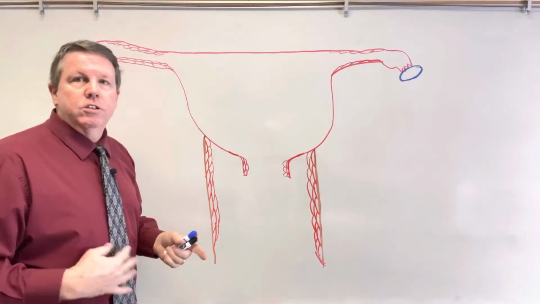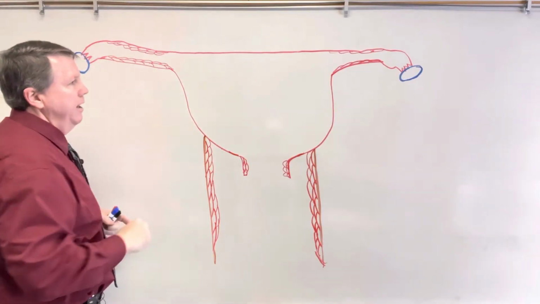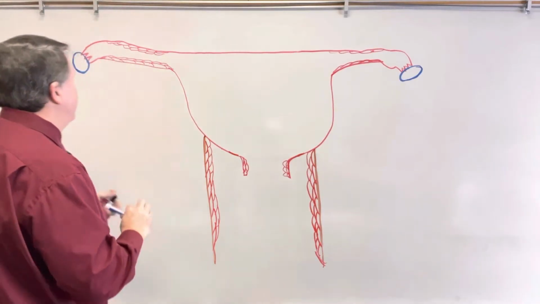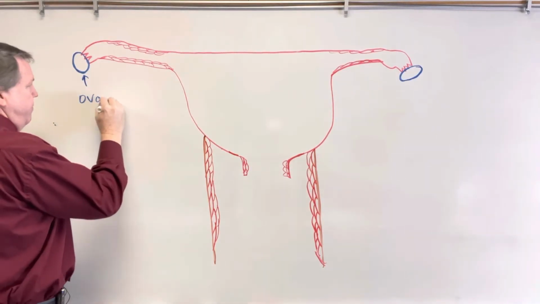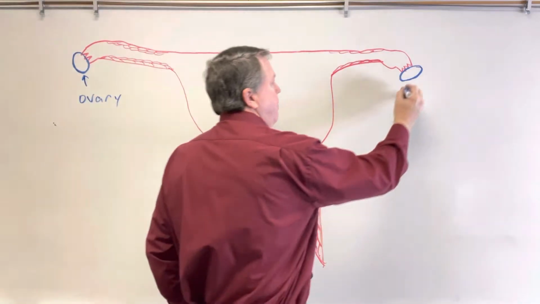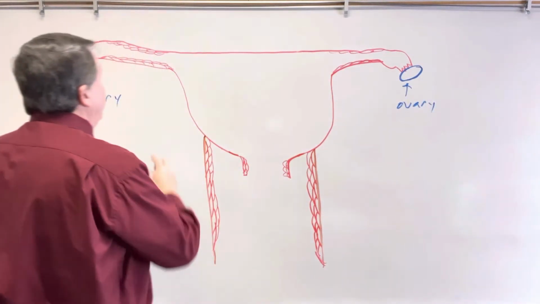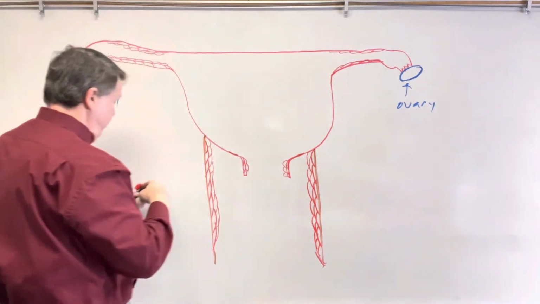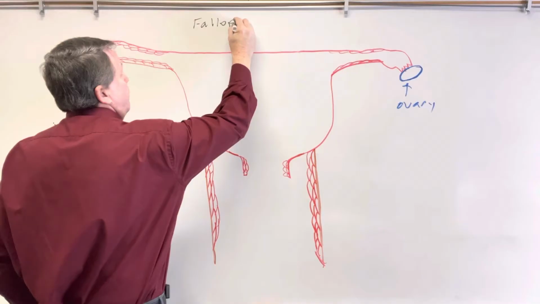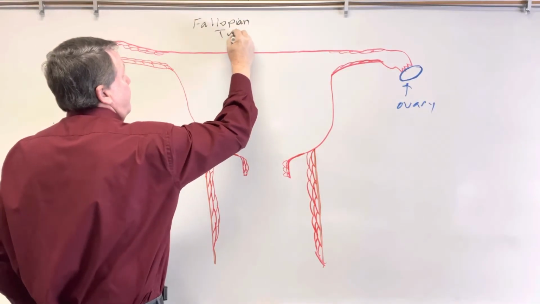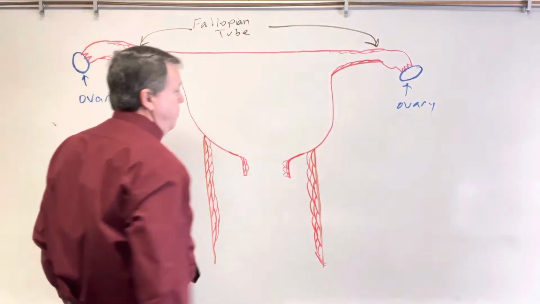I don't have all the structures drawn here. Obviously I don't have any supporting ligaments or the broad ligament, but this is just to give you an idea. So if we look right here, you have an ovary, right? I'm also going to have an ovary over here. Now these are going to be fallopian tubes right here. This is a fallopian tube, and this is a fallopian tube.